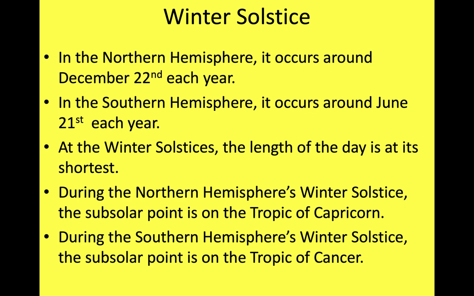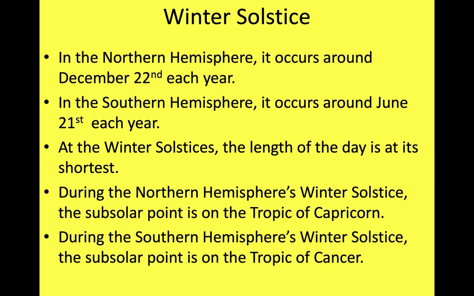At the winter solstices, the length of day is at its shortest. You've probably noticed this. By 5:30 p.m. at the winter solstice, it's pretty much dark outside. We have longer night times than we do daytimes during the winter solstices.